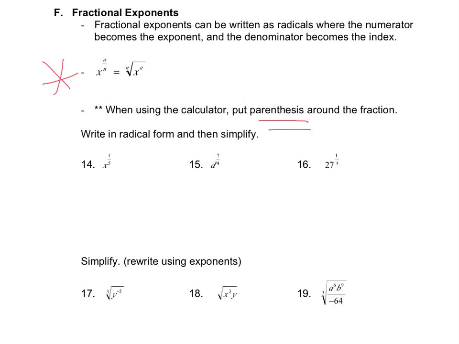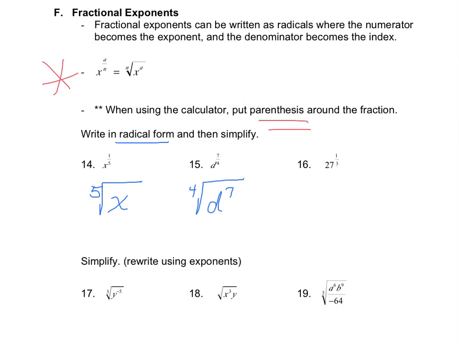All right, for 14, 15, and 16, they want us to write in radical form and then simplify. So we have to follow the directions. Even though we may be able to do some of it on the calculator, they still want us to write it in radical form first. All right, x to the 1/5 power would be the 5th root of x to the 1st, which is just x. I can't simplify it, so there's my answer. 15, d to the 7/4 power would be the 4th root of d to the 7th power. I can't simplify that anymore, so there's my answer.